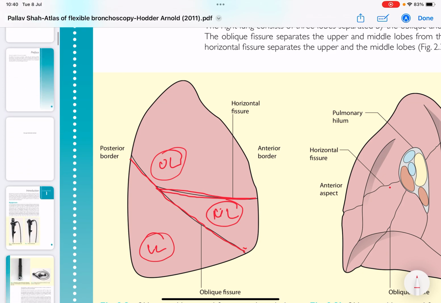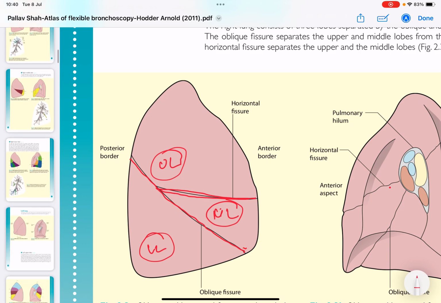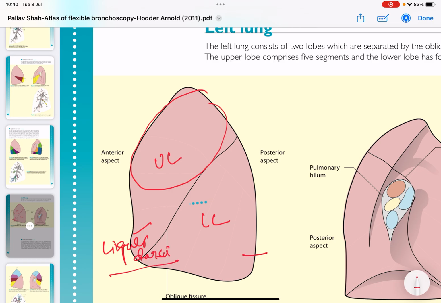The anatomy on the left side is different. On the left side you will only have two lobes: one is the upper lobe and one is the lower lobe. The upper lobe has an upper main division and something called the lingular division, which is near the heart. The lower lobe is separated by a large oblique fissure.